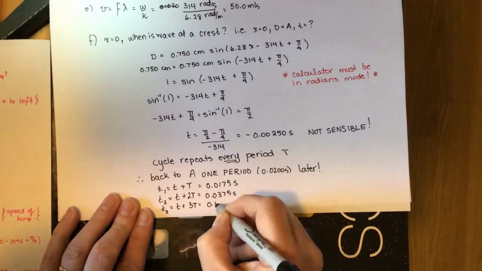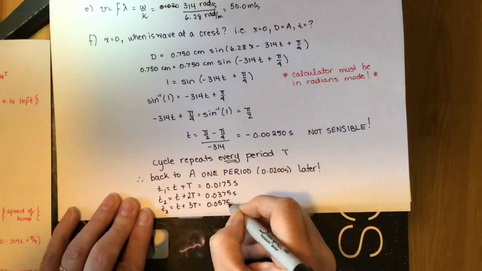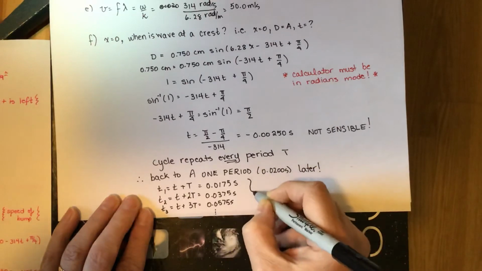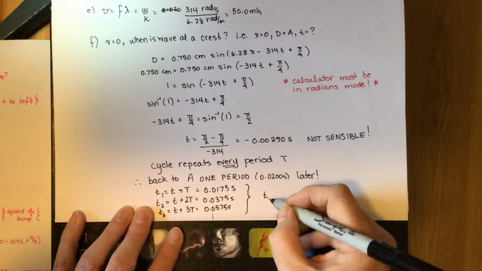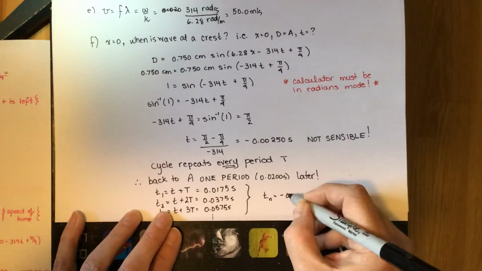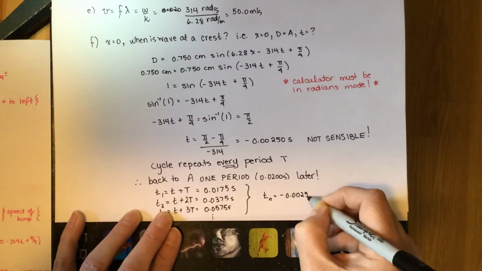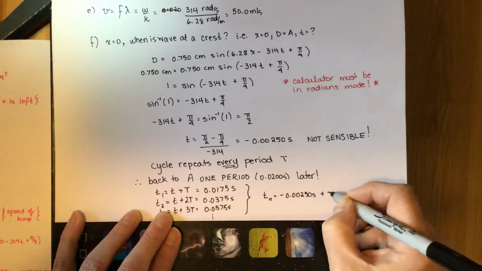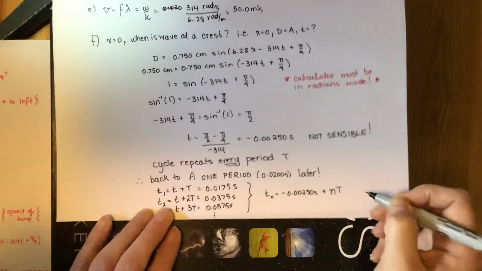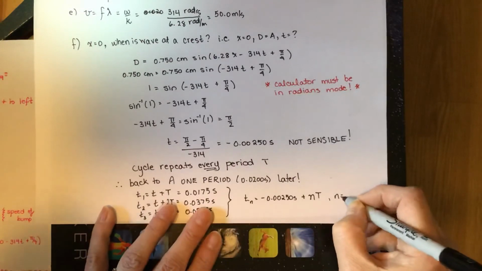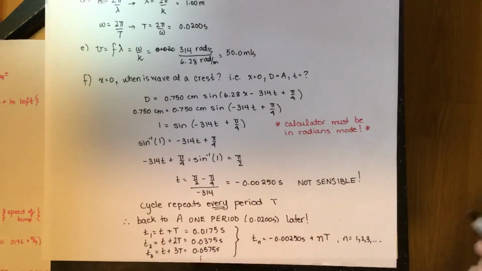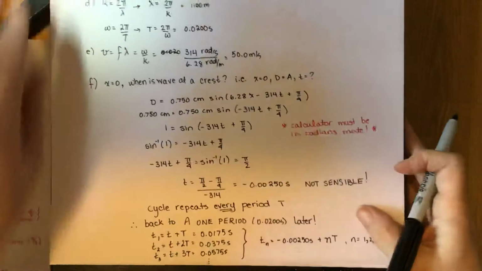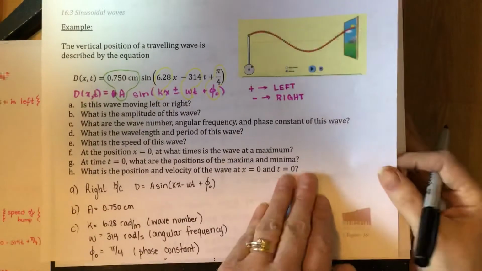And so on. So if we wanted to summarize that so it's a little nicer to write out, we would say that all of our times is equal to minus 0.00250 seconds plus some number of periods where that number n is 1, 2, 3, and so on. So over time it goes back and forth to the amplitudes at all of these times. So that's our answer to part F.